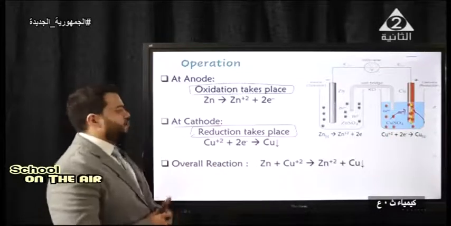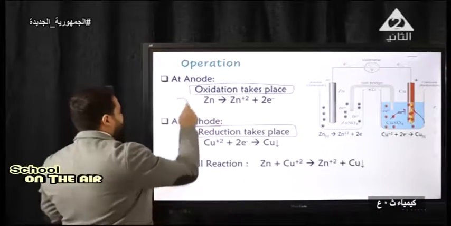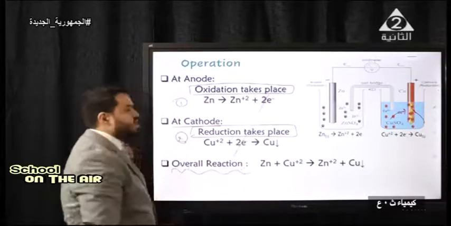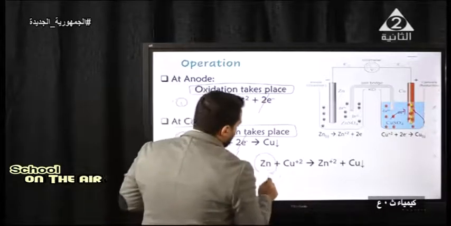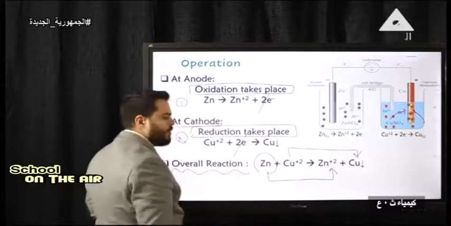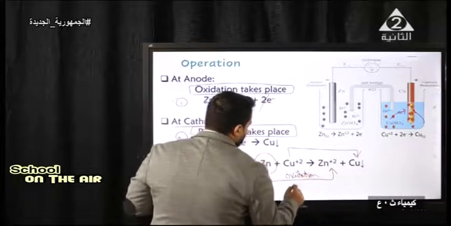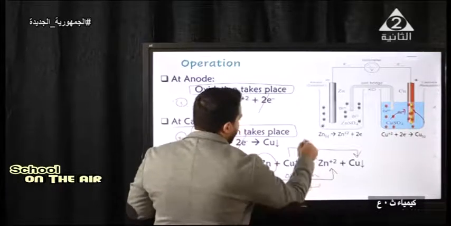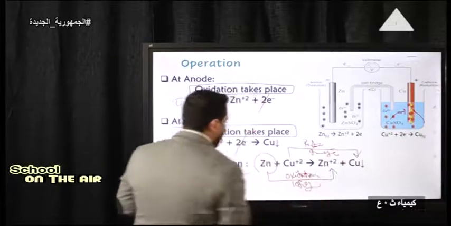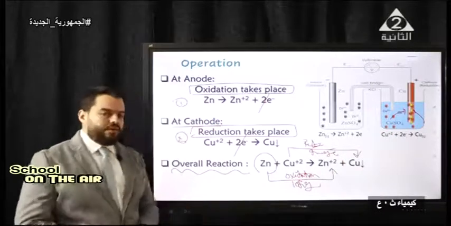So when you summarize the anode and the cathode and you add reaction number 1 to reaction number 2, you will get the overall reaction. So cancel the electrons with each other. You will get zinc, which is transferring into zinc positive 2, and copper positive 2, which is transferring into copper neutral atom. So here we are making oxidation, which is the losing of electrons. Here we are making reduction, and we are making gaining of electrons. Okay? And that is how the galvanic cell works.